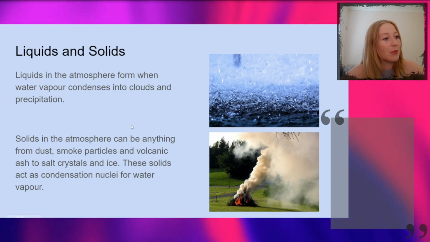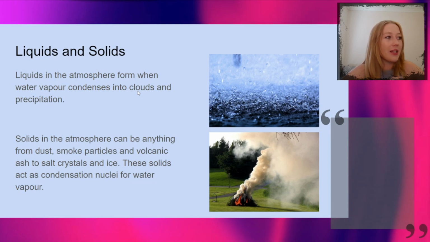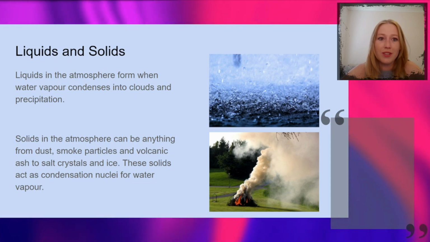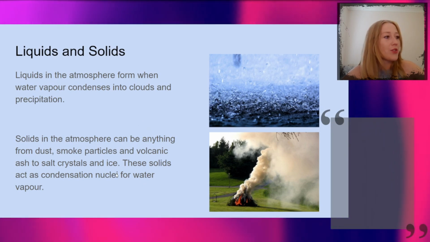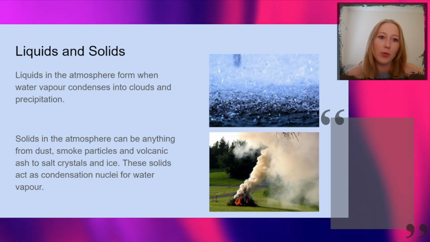So what that basically means is that the water can't necessarily condense unless it can condense onto something. It needs to attach onto a surface. And that's what these little dust particles do. So they give a base for the water to condense onto, and then we get clouds.